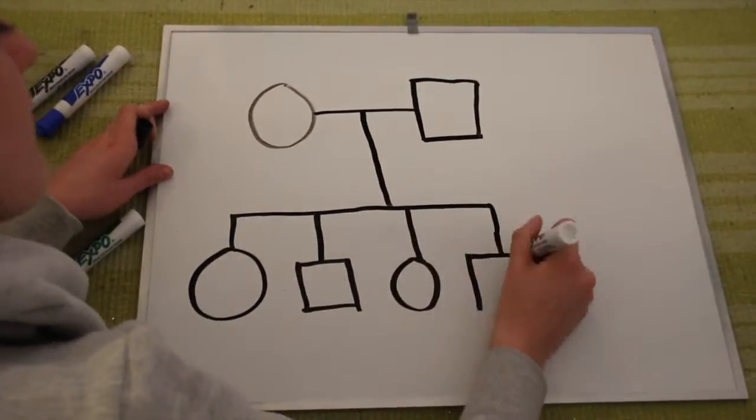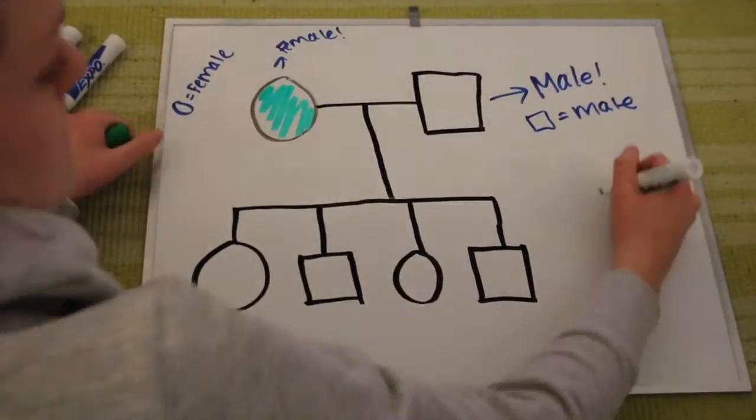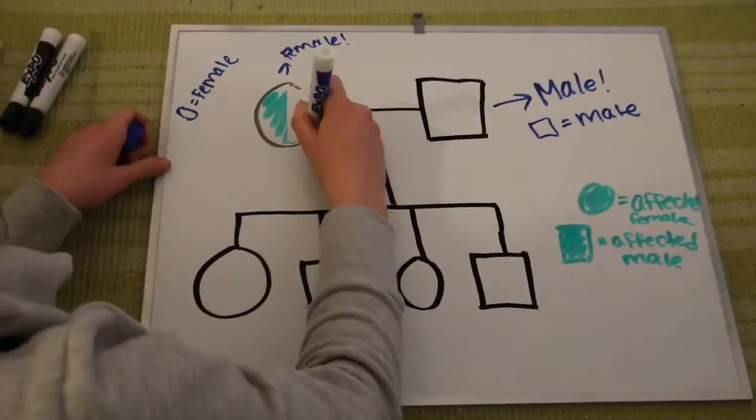A circle stands for a female and a square is a male. If the circle or square is colored in, it signifies that that individual is affected by the particular trait we are looking at. If it is half colored, it means that they are a carrier.